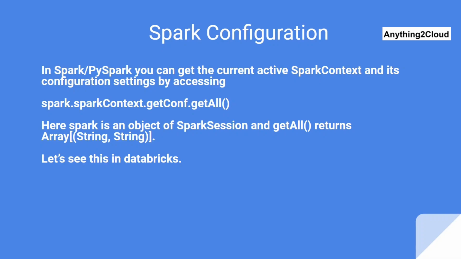In this video we will see how we can get the Spark configuration. In Spark, you can get the current active Spark context and its configuration settings by accessing spark.sparkContext.getConf.getAll. Here spark is an object of SparkSession and getAll returns an array of (string, string). Let's see this in a Databricks notebook, how we can get these Spark configurations.